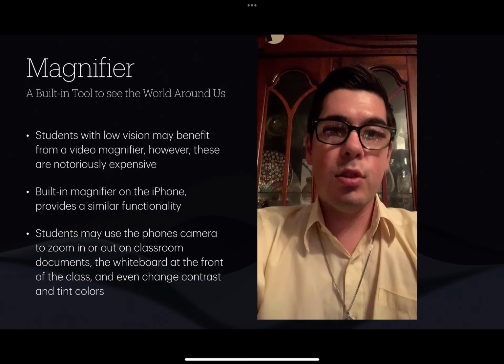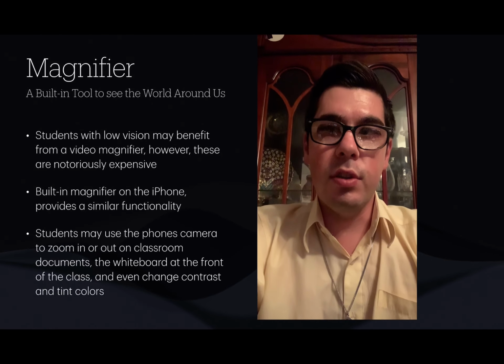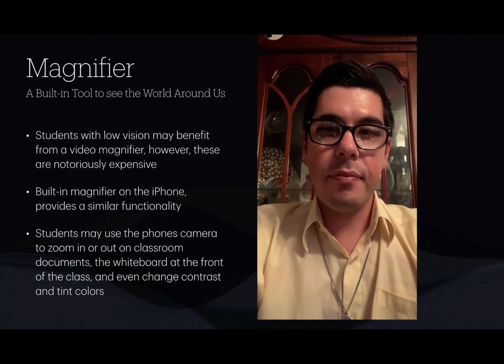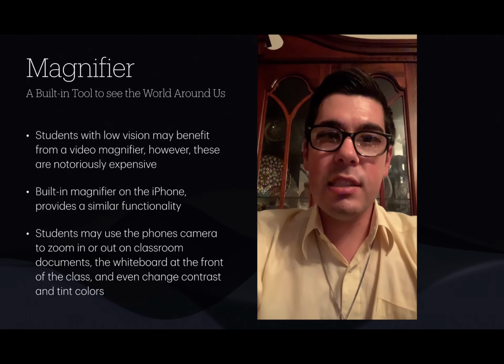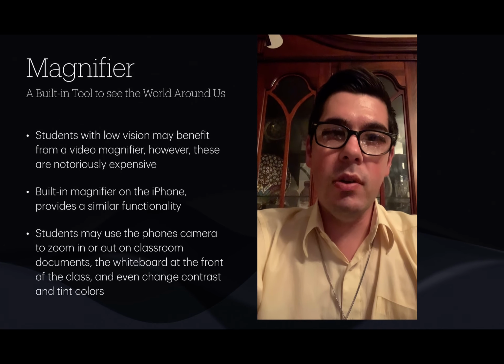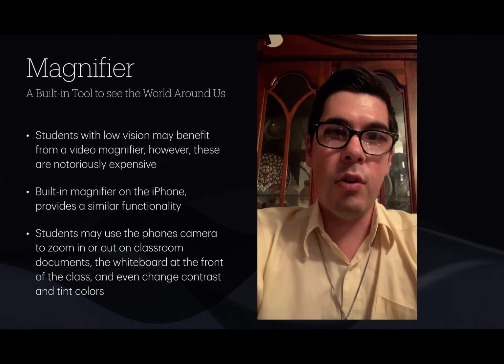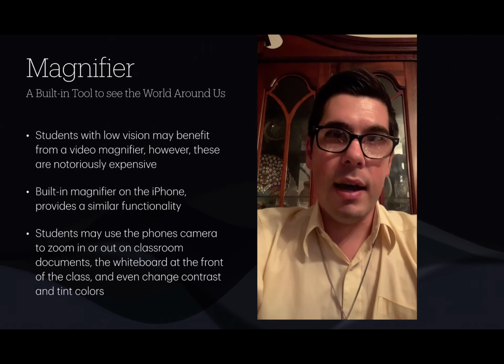All right, so far we've talked about accessibility features that allow a student to use various apps and text that are on the actual phone itself. This next one is actually an accessibility feature that is already built into the phones that run iOS 16 or later, and it's called Magnifier.